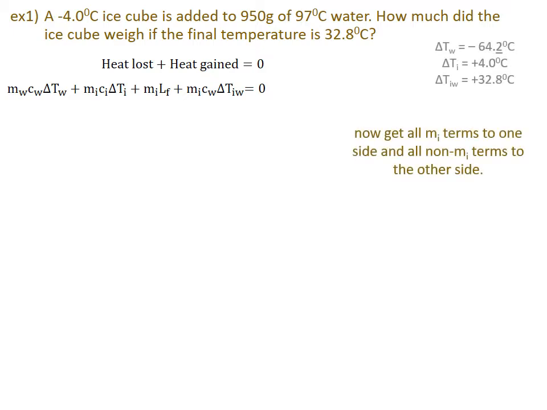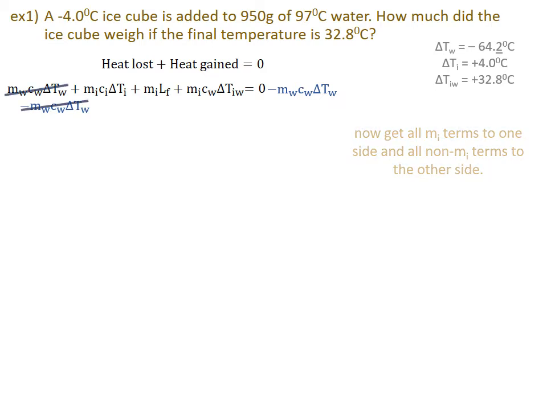Now I'm going to get all my MI terms to one side and my non-MI terms to the other side. And this is just like in math class when you're solving for x. You put your x terms on one side, non-x terms on the other. I'm going to put my MI terms on one side, non-MI terms on the other. And the only term that doesn't have an MI is the very first term. So I'm going to subtract MWCW delta TW from both sides.